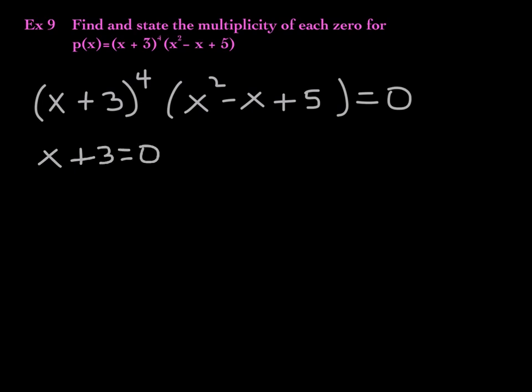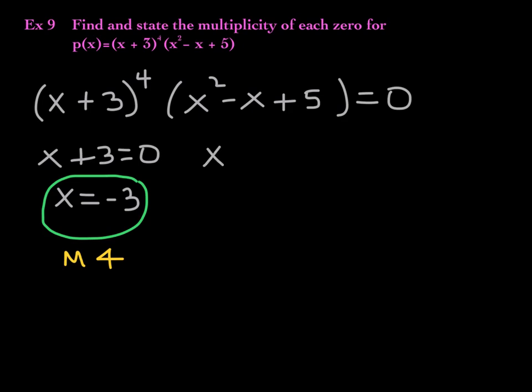You can see right away that when you subtract 3, you get x equal to -3. We don't want to lose that. So this is one of your zeros, and it has multiplicity 4, right? Multiplicity 4, all because of that power. Okay, so we're going to have to spend some time here. We're going to use the quadratic formula.